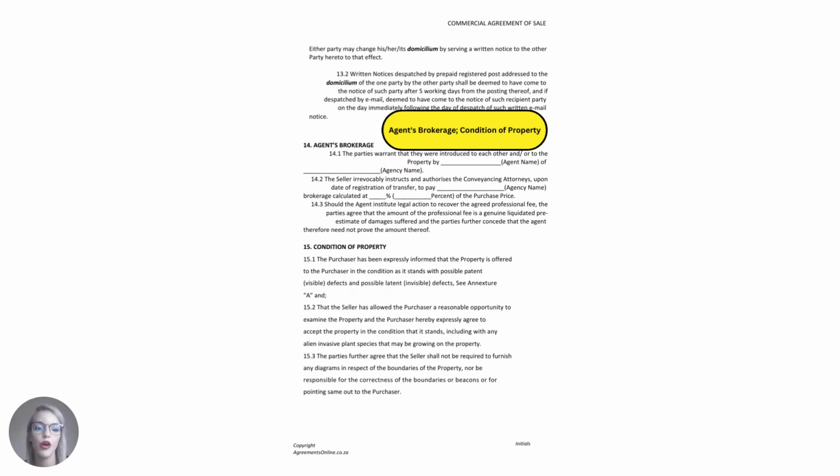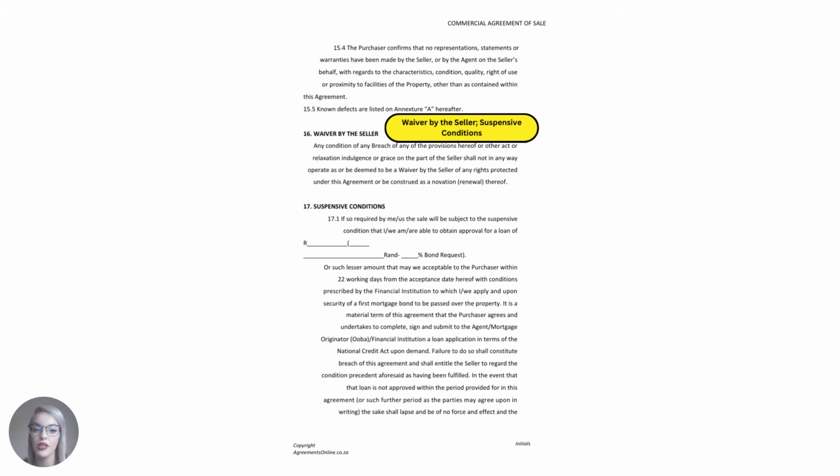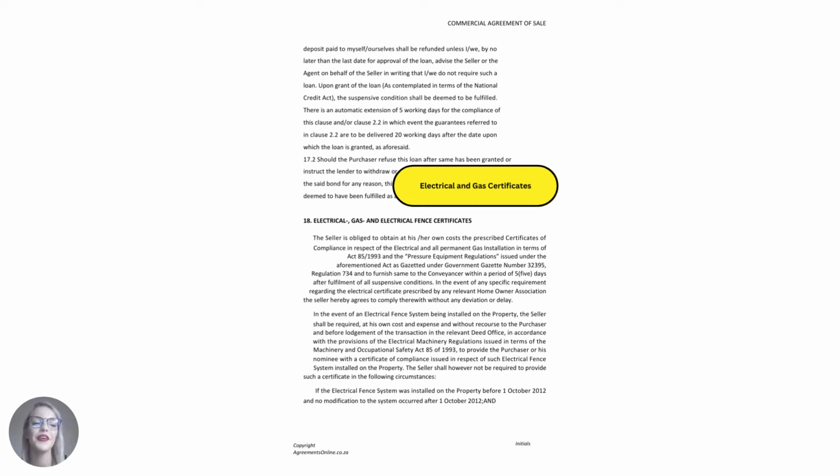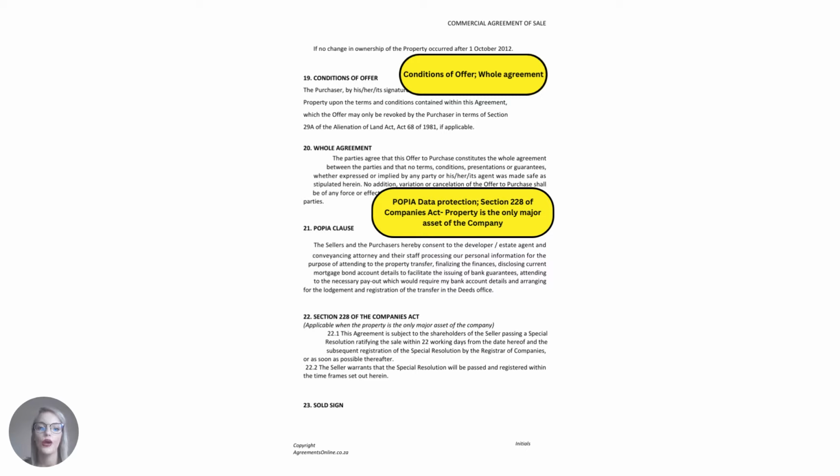The agreement then makes note of the agent's brokerage that will be handling this agreement, the sale, and also the condition of the property at the time that the sale is concluded. The agreement further looks at the waivers made by the seller as well as suspensive conditions to this agreement. The agreement then has some general clauses such as obtaining of electrical and gas certificates, and also the conditions of the offer itself and the agreement as a whole.